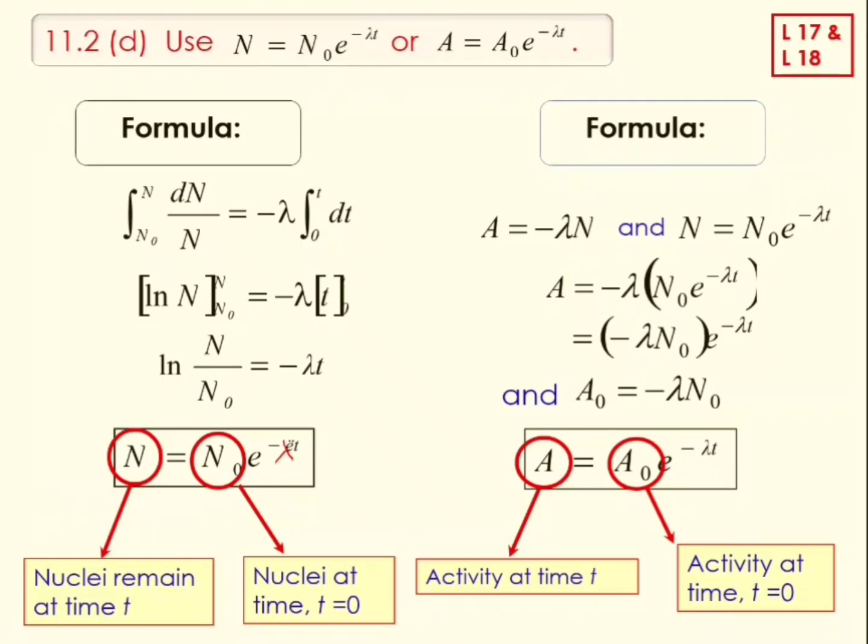Then for A, this is how we relate activity and nucleon number. A equal to negative lambda N, and N equal to N naught exponent negative lambda t. We substitute, and lastly we get A equal to A naught exponent negative lambda t. A is the activity at time t, and A naught is the activity when t is 0.